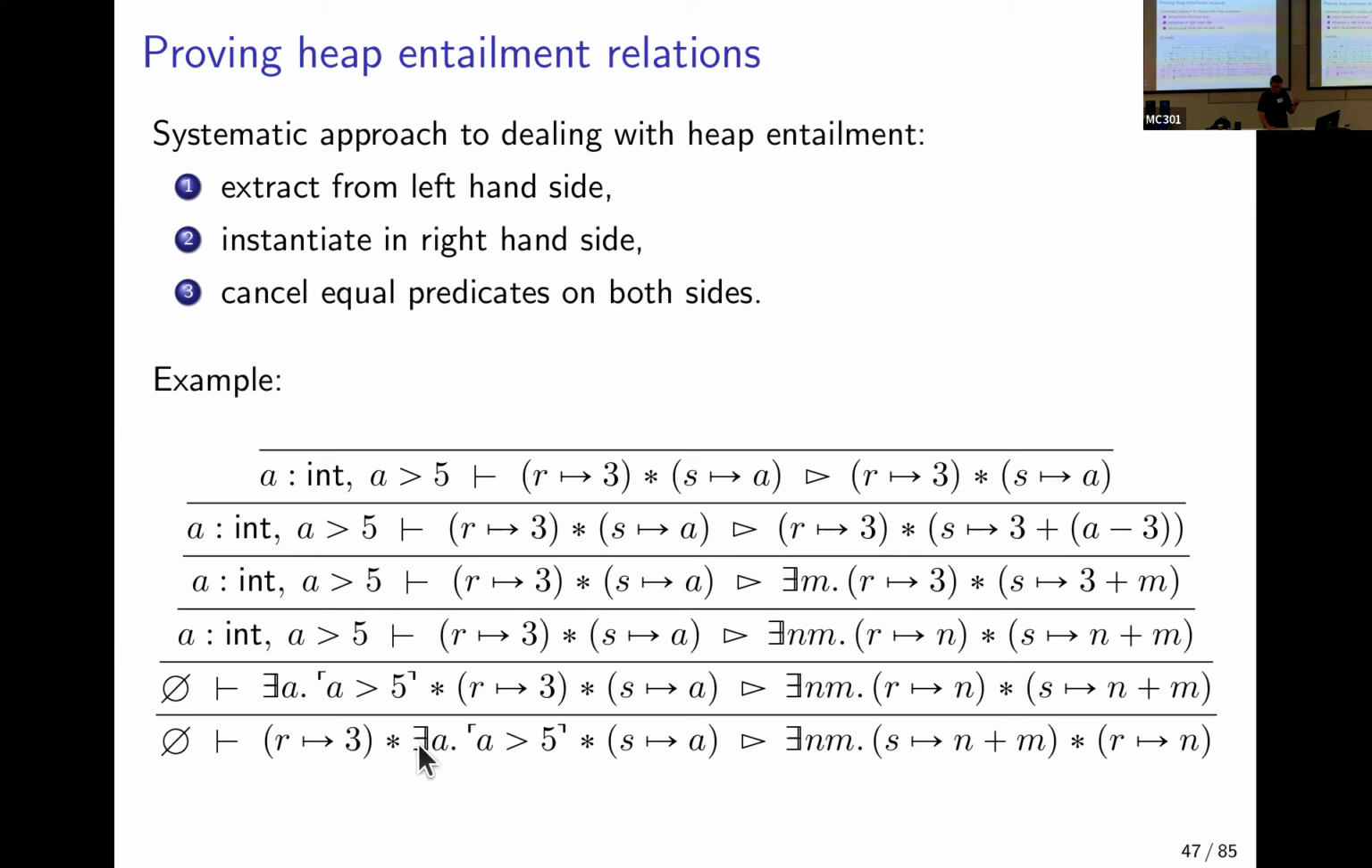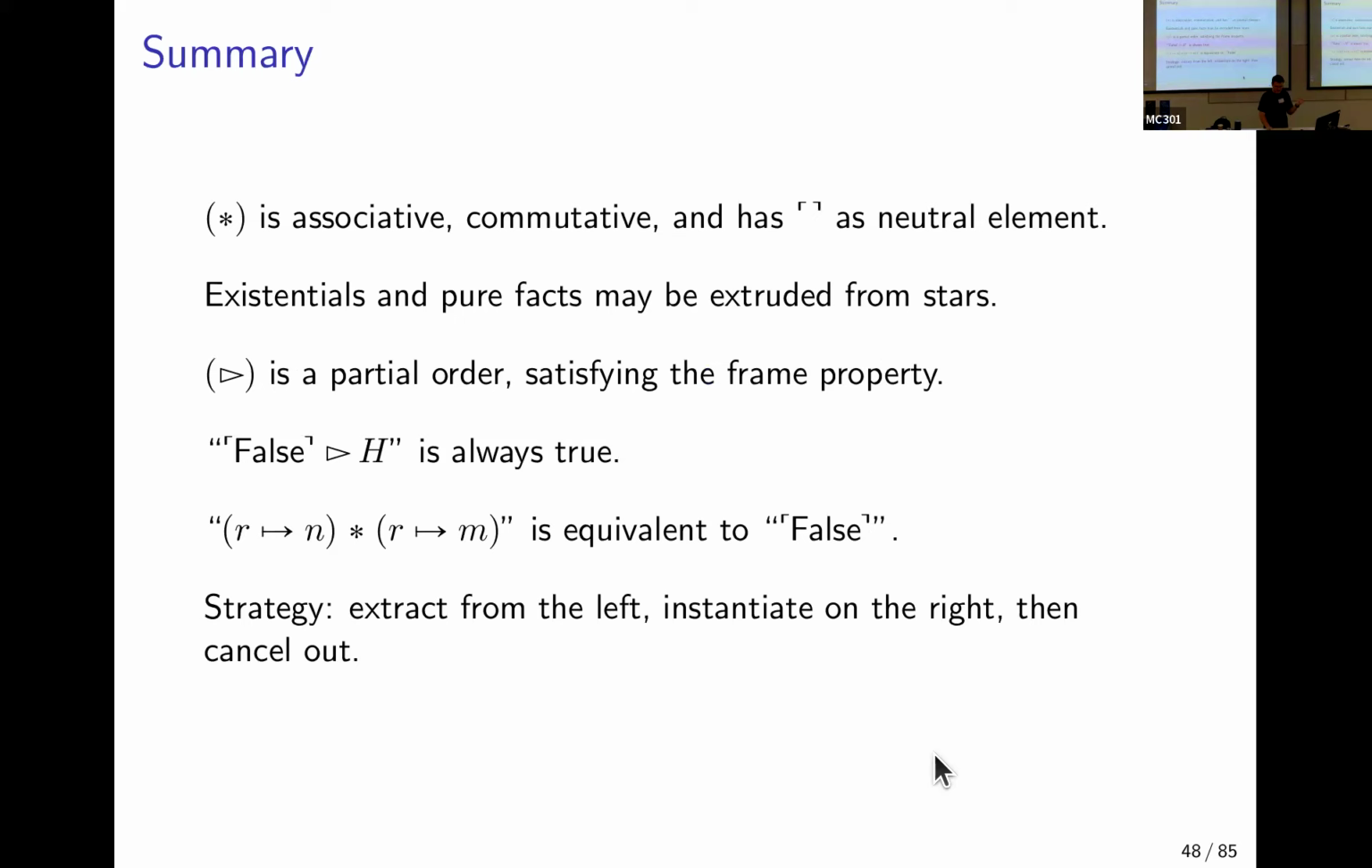So suppose you have this big entailment, typically you would extract from the left-hand side. So here you extrude the existential quantifier, and then you apply the rule for existentials, you apply the rule for the pure facts, and then on the right you do the same. So you come back on the right. Okay, so that was a heap entailment.